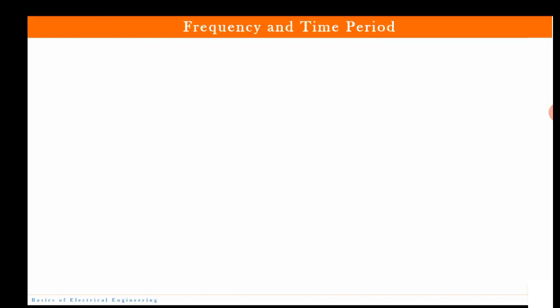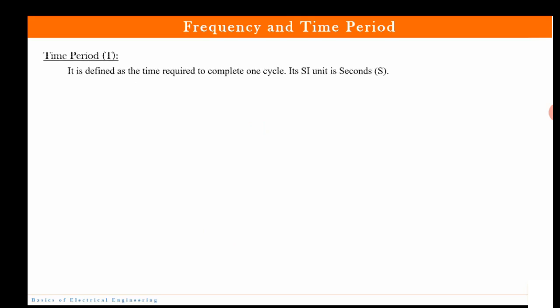Now let us understand what is the frequency and time period. Now you have to remember one thing, that DC does not have any frequency. The frequency of DC is 0. Fine. So we are talking about frequency of AC signal. Now time period. Now what do you mean by time period? It is defined as the time required to complete one cycle.